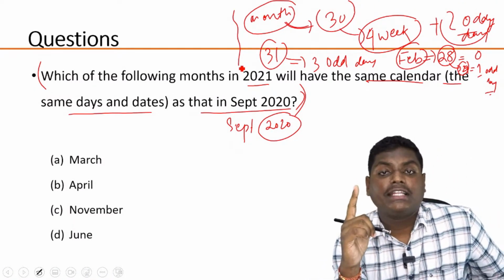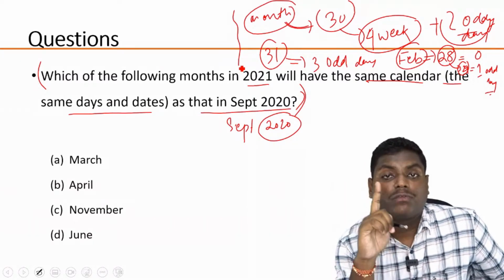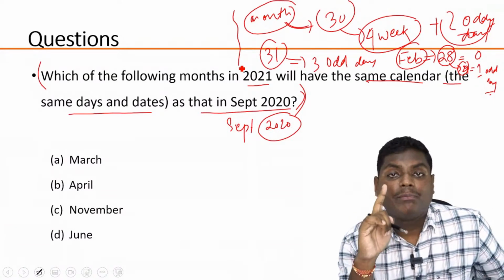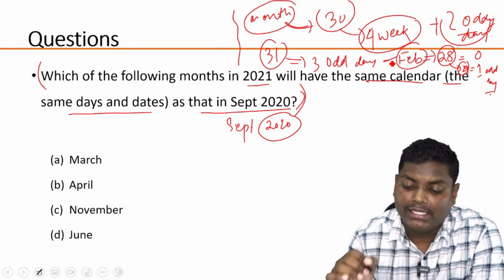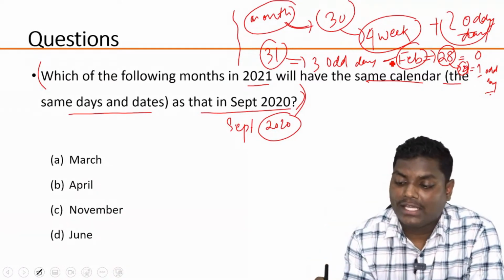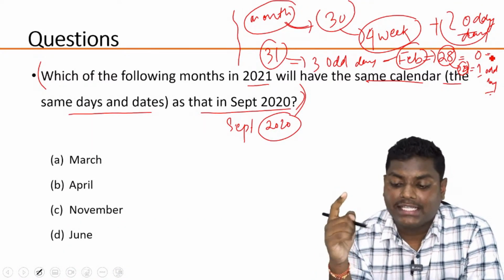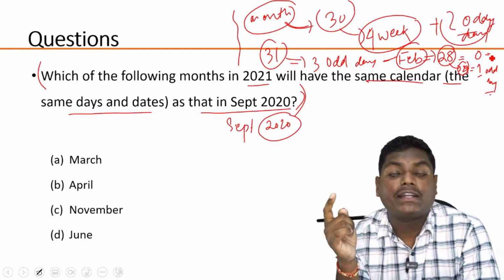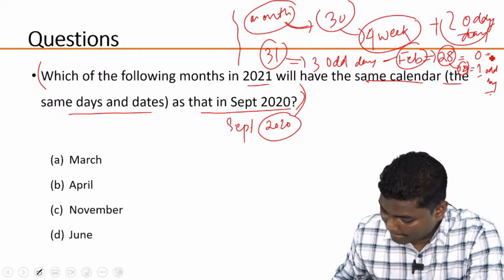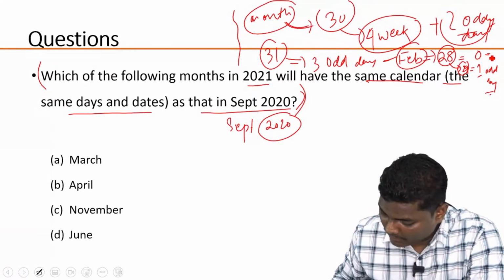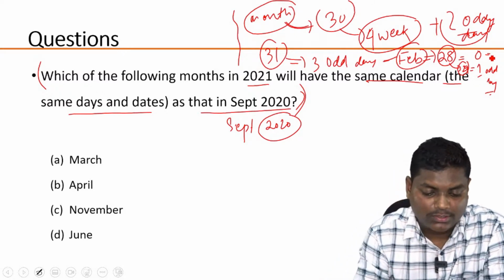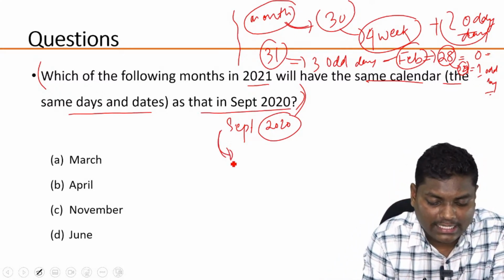For a month of 30 days, there are 2 extra days. For a month of 31 days, there are 3 extra days. If you are considering February in a normal or ordinary year, 28 days will be there, so 0 odd days or extra days. And in a leap year, February will have 29 days, so 1 extra day. Okay, Subra is saying June. Let's try and understand.